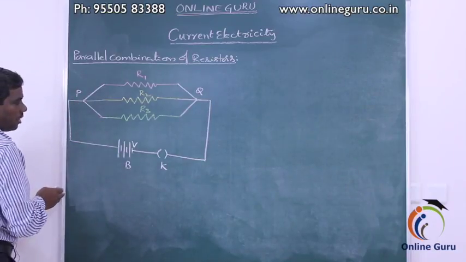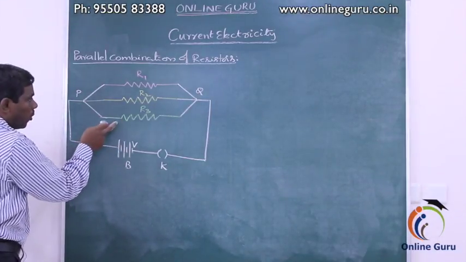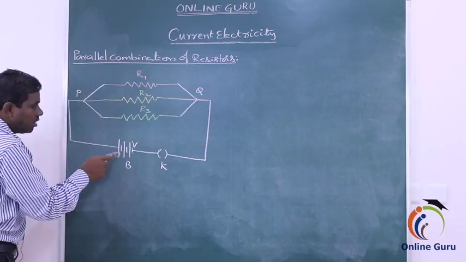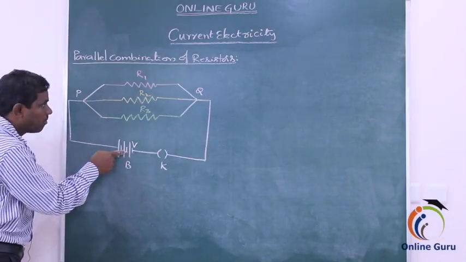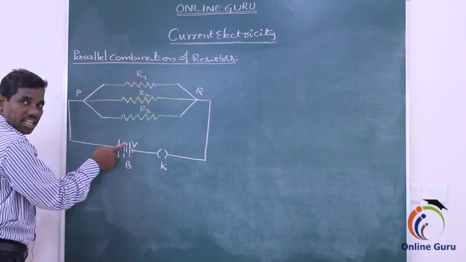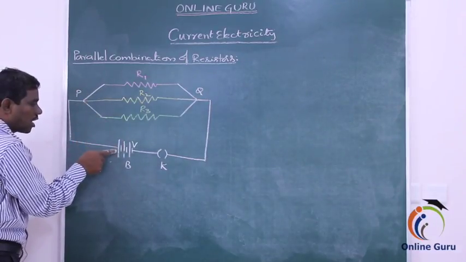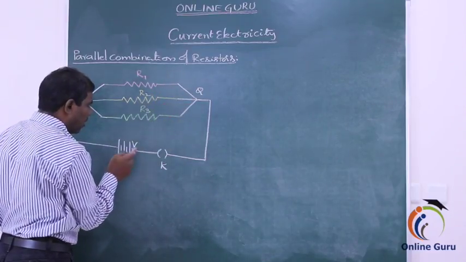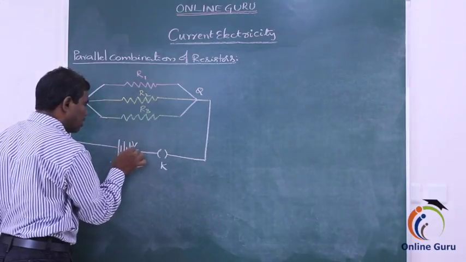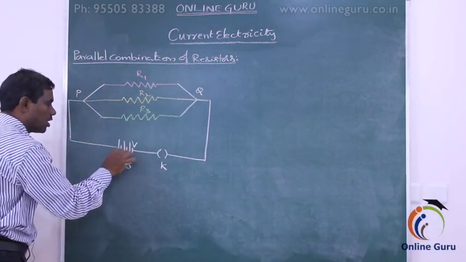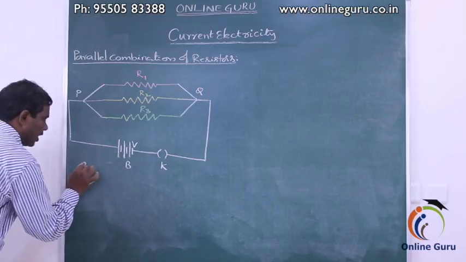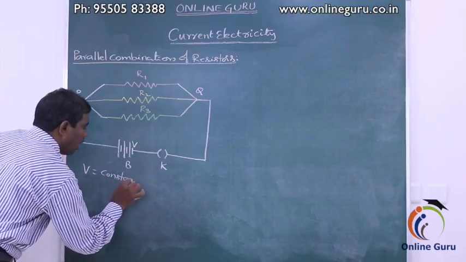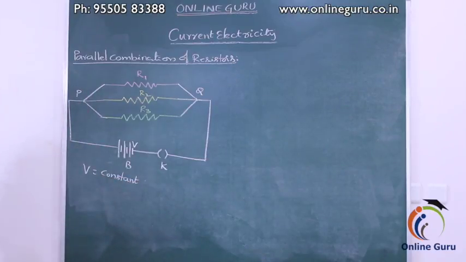Now in this parallel combination of resistors, the potential across the resistors R1, R2 and R3 remains constant, because all the positive terminals are connected to the positive terminal of the cell, and the second terminals are connected to the negative terminal of the cell. That's why the potential in the circuit remains constant. Potential V is constant, or the same, in the parallel combination.